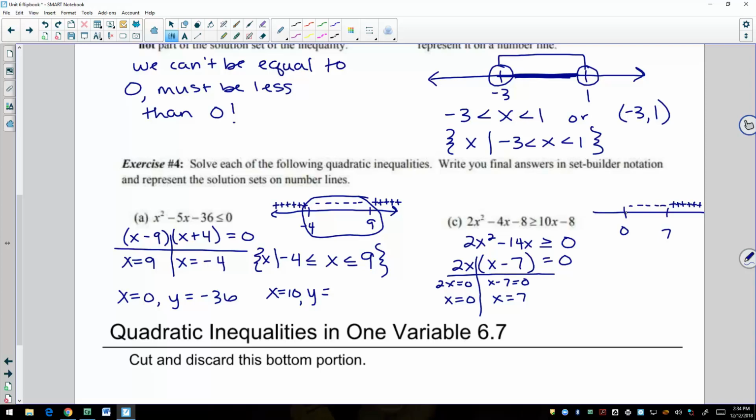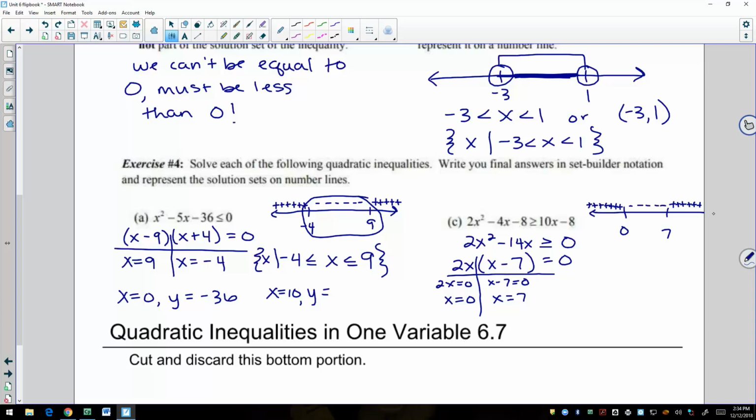And lastly, you have to plug in a number less than 0. If you plug in negative 1, squared is 1 times 2 is 2. Negative 14 times negative 1 is a positive 14. So again, that's going to be a positive number. Now go back to the original question and see, wait, did I want positives or negatives? Well, look here. We want to know which x's are greater than or equal to 0. So I want to be positive. So this one's a little tricky.